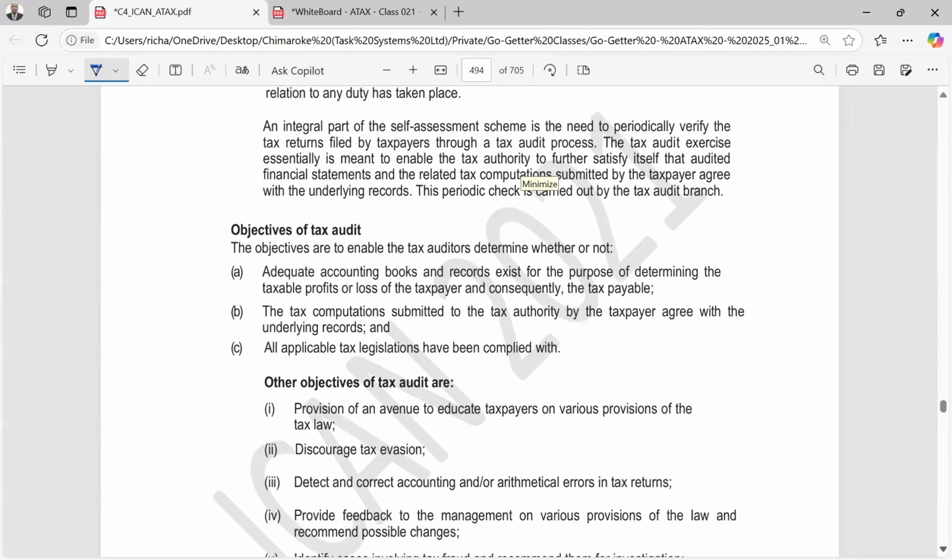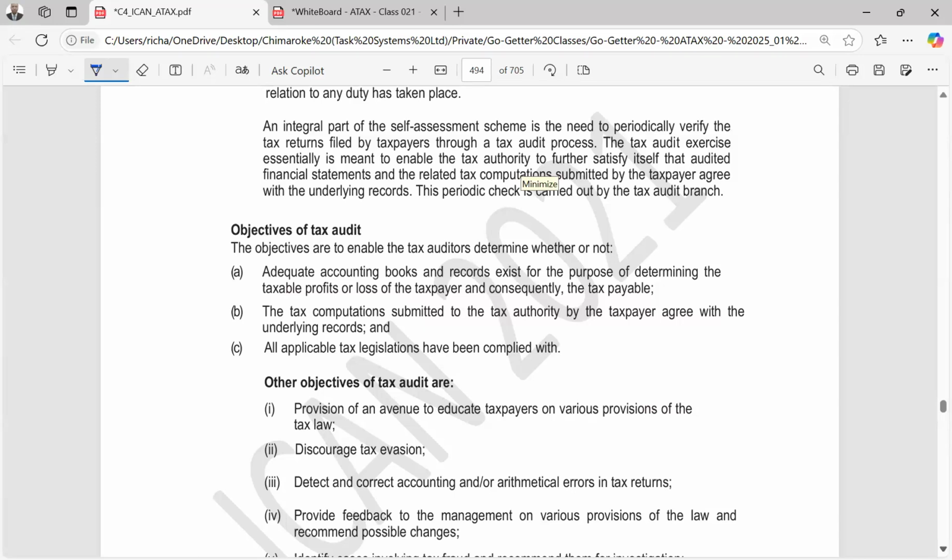Previously, we saw the objective of statutory audits. Now, we say tax audit is like special audits. So they are going to also have a similar objective with statutory audits. For example, one of the objectives is to check whether adequate accounting books and records are kept for the purpose of determining your assessable profit, your taxable profit or loss, and the tax payable.